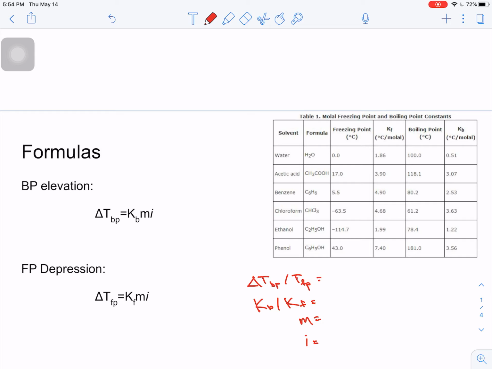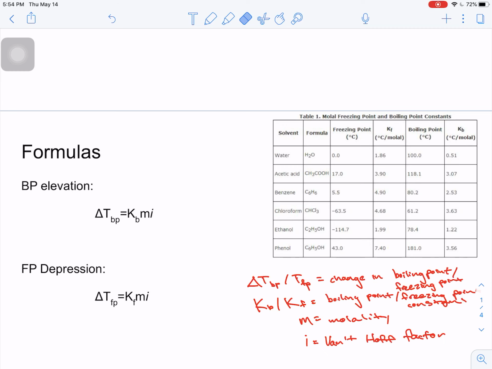They're the same basic structure. That's delta T equals K times m times i. What those variables stand for is down here. The delta T with subscript BP or FP is just the change in freezing point, FP, or the change in boiling point, BP, and those are in degrees Celsius. You have your Kb or your Kf. Those are either your freezing point or your boiling point constant.